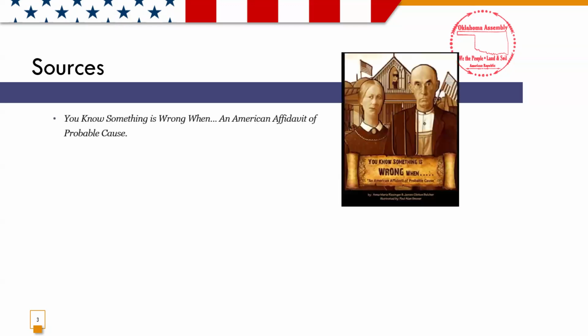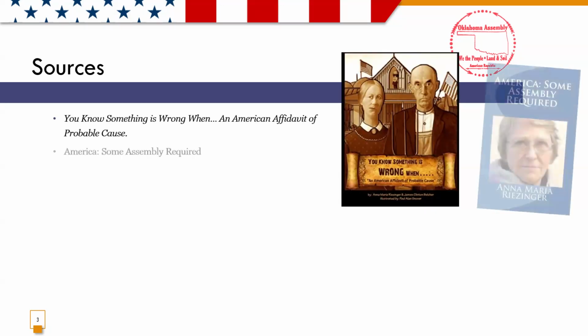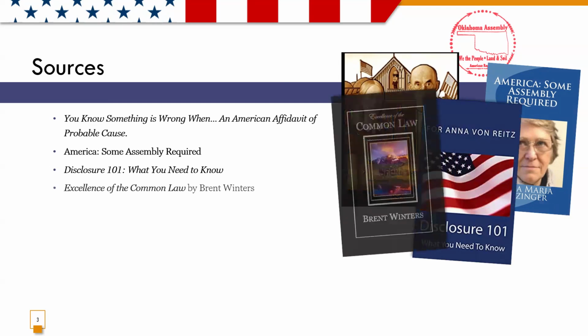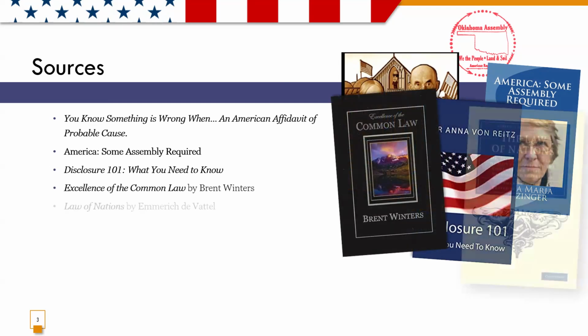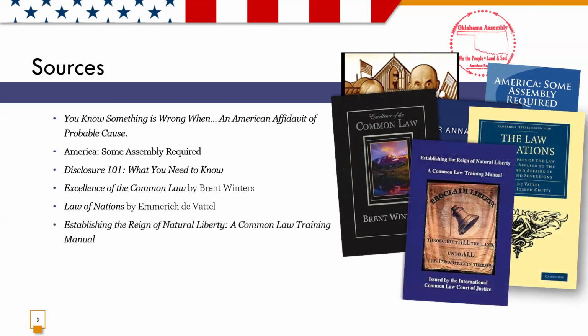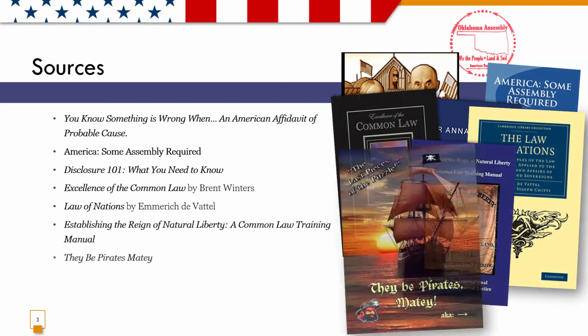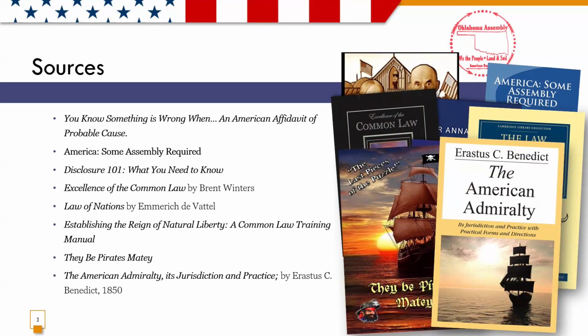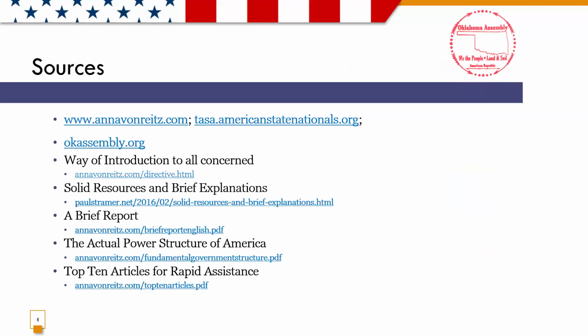Sources will include You Know Something is Wrong When An American Affidavit of Probable Cause by Anna von Reitz, America, Some Assembly Required, Disclosure 101, What You Need to Know, Excellence of the Common Law by Brent Allen Winters, Law of Nations, Establishing the Reign of Natural Liberty, a Common Law Training Manual, They Be Pirates, Matey, The American Admiralty, Its Jurisdiction and Practice by Erastus C. Benedict, and The Sovereign's Way. And here are additional online sources.